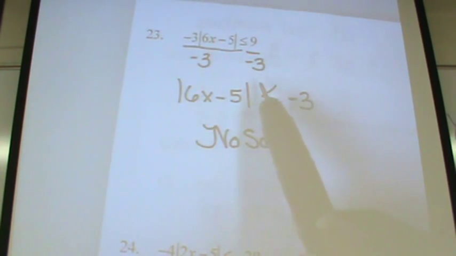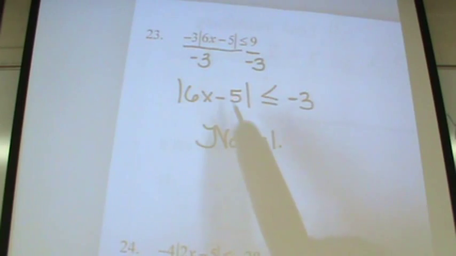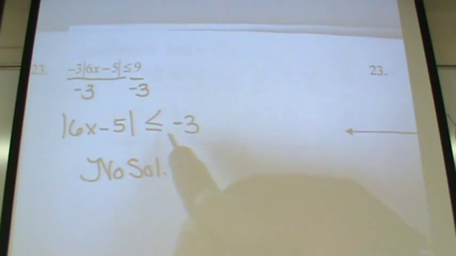Now, if this were a greater than sign, it would be all real numbers. So if the sign was reversed, you can take the absolute value of a number, it's going to come out to be positive, and a positive number is always bigger than a negative. So if this sign would have been reversed, a greater than or equal to, that would be all real numbers. But this one is no solution.